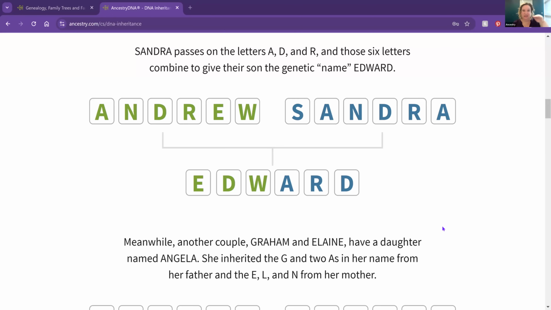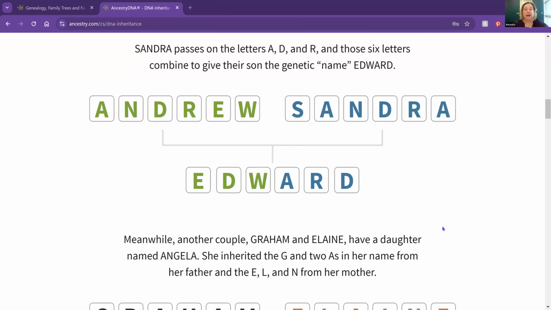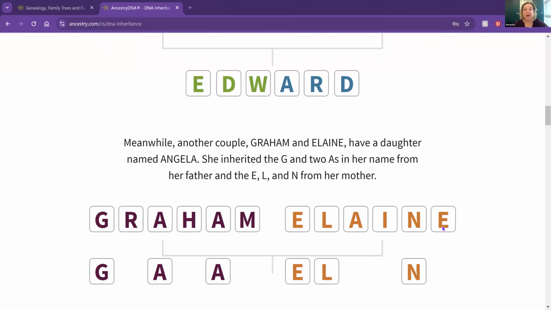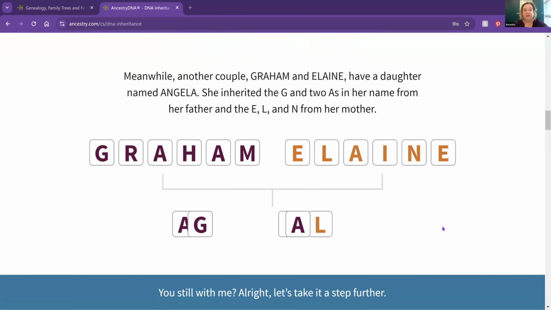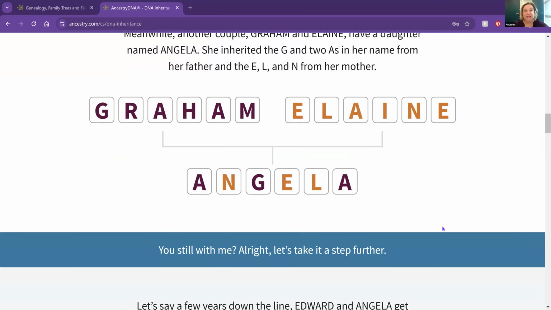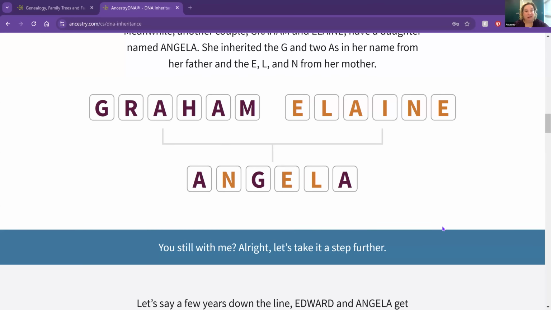Like, that's not how it's being divided. It's a random 50% of their DNA that gets passed on to you as their child. Okay, now let's imagine that there is another couple, Graham and Elaine, same thing. A random 50% of their DNA is going to be recombined, and you're going to have a child named Angela. Still with me? Okay, now we're going to take that a step further.